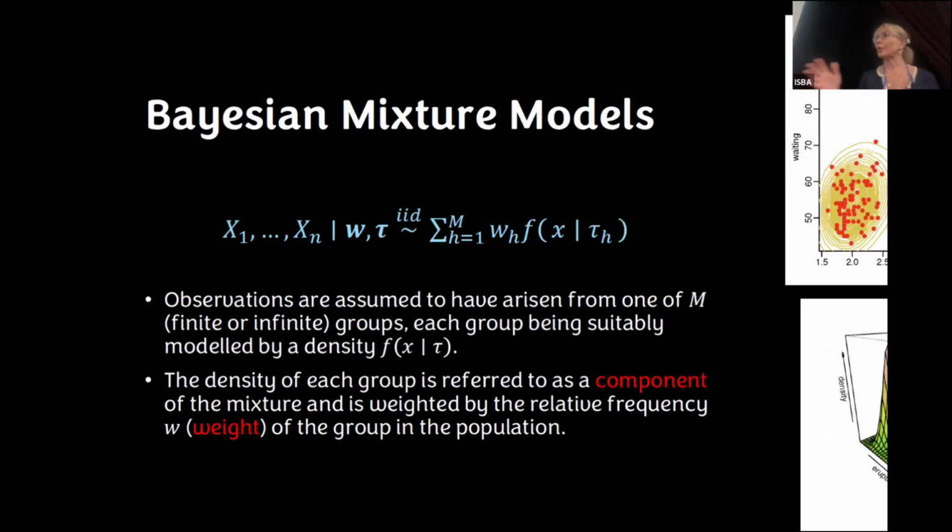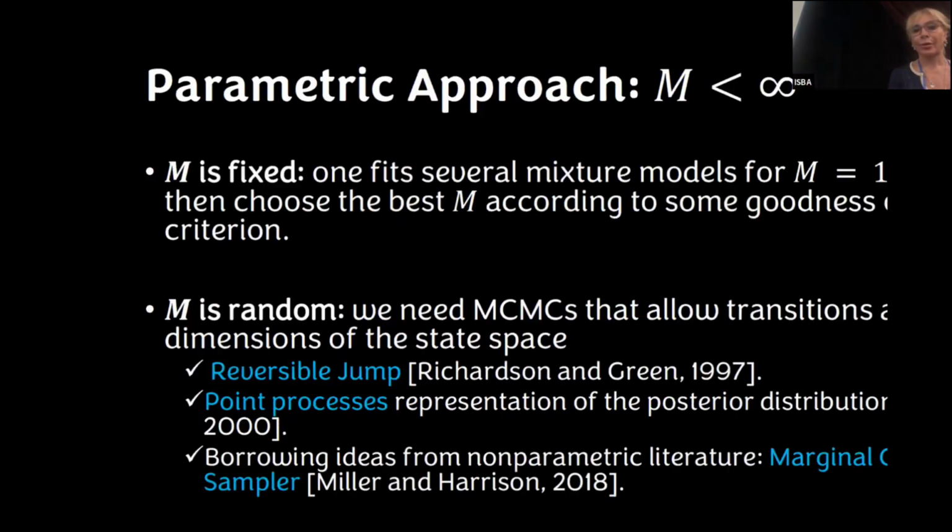So we have a standard mixture model where observations are assumed to come from one of M population groups, each modeled by some parametric density. Now M can be either finite or infinite, and the density of each group is referred to as a component and is weighted by its relative frequency in the population, so by some weight. If you are in the parametric world, then M is finite, and you can make inference in different ways. Either you run your mixture model for different values of M, then you pick your favorite goodness of fit criterion, and then you choose M.